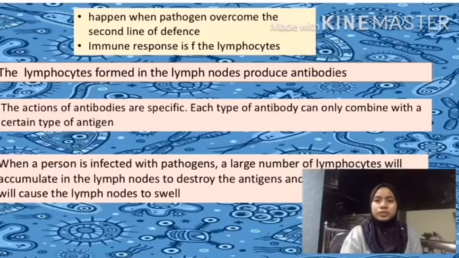Move on to the explanation of the third line of body defense. The lymphocytes will form in the lymph nodes to produce antibodies. And as I've said earlier, the action of antibodies is specific. Each type of antibody can only combine with a certain type of antigen. Then, when a person is infected with a pathogen, a large number of lymphocytes will accumulate in the lymph nodes to destroy the antigens and foreign particles. This will cause the lymph node to swell.